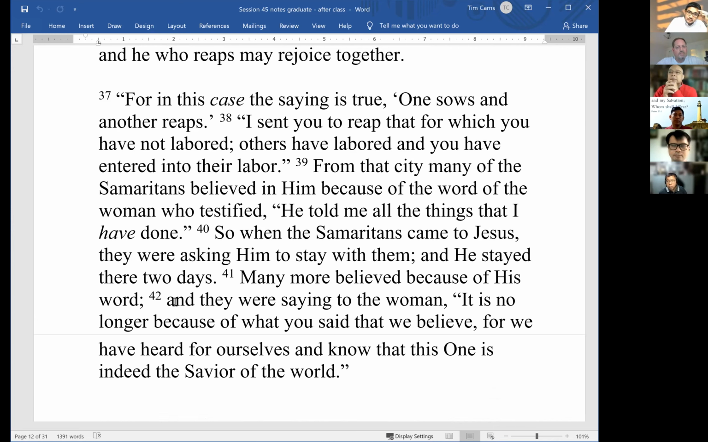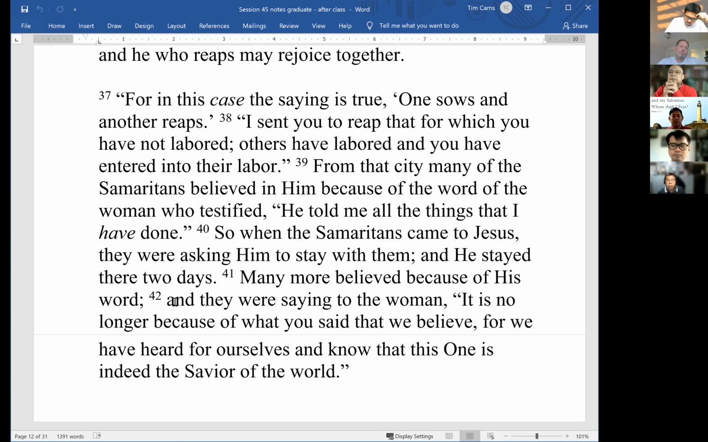For in this case, the saying is true, one sows and another reaps. I sent you to reap that for which you have not labored. Others have labored, and you have entered into their labor. From that city, many of the Samaritans believed in him because of the word of the woman who testified, "He told me all the things that I have done."